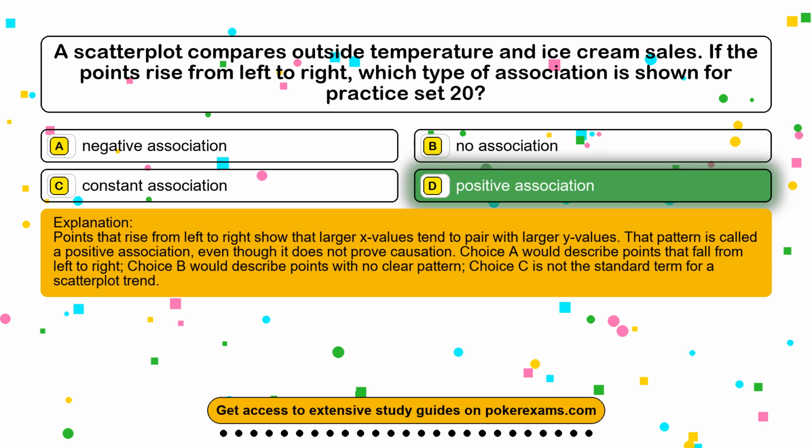Choice A would describe points that fall from left to right. Choice B would describe points with no clear pattern. Choice C is not the standard term for a scatter plot trend.